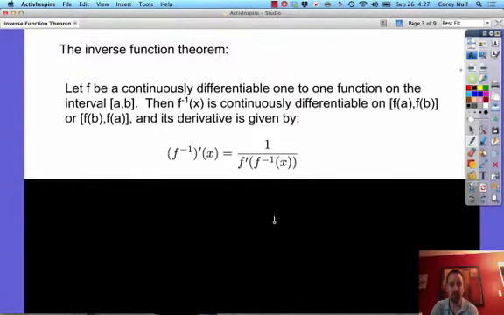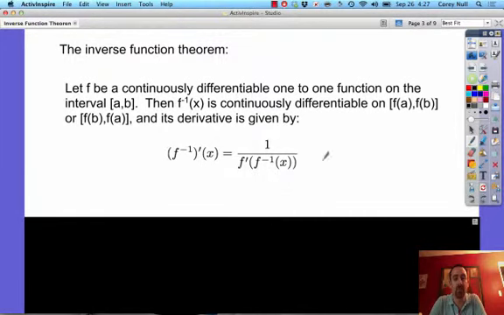The inverse's derivative at x, that's what this says here, is equal to 1 over the derivative of the original function with the inverse function evaluated at x plugged in. Okay? So it looks a little strange, but we're going to first of all justify it kind of geometrically, and then we will go ahead and prove it.